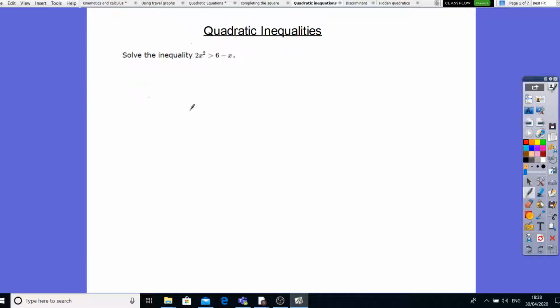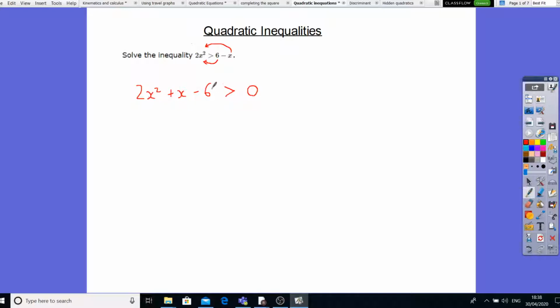So that is 2x squared, and I'm going to take the minus x to the other side, which is going to become a plus, and I'm going to take this positive 6 to the other side, which is going to be a minus. The inequality stays the same, which is greater than, and this is going to be 0. Okay, second thing is to factorize this where possible.